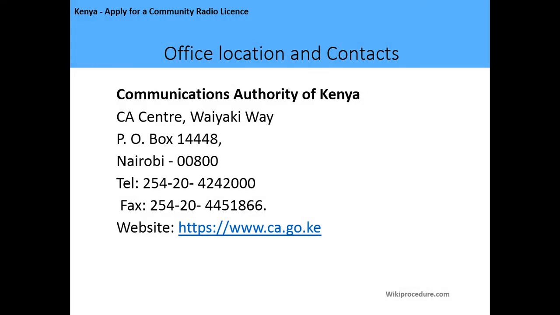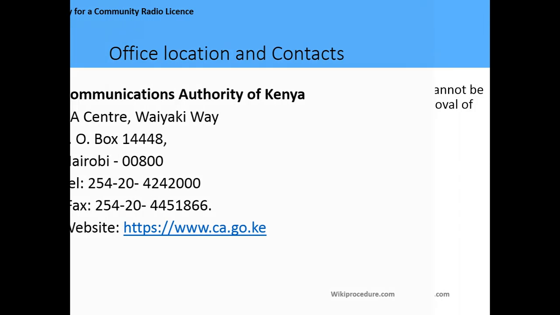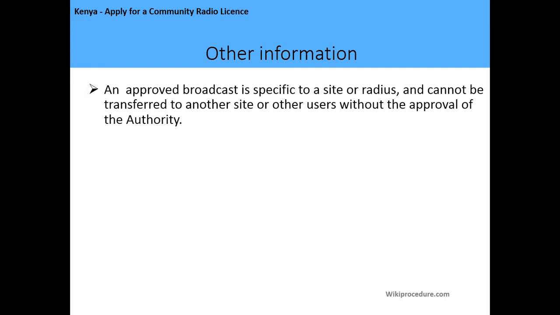Contact information of the Communication Authority of Kenya. They are located at CA Center, Communication Authority Center, Waiyaki Way. You can visit them at their website of www.ca.go.ke. Other information is that an approved broadcast is specific to a site or radius and cannot be transferred to another site or other users without the approval of the authority.